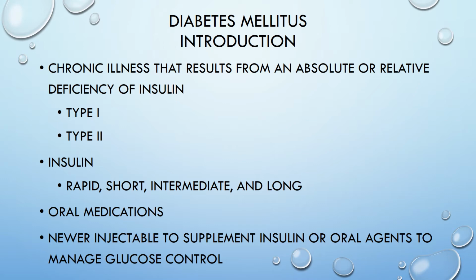The different types of insulins are rapid, short, intermediate, and long-acting. So please make sure you take a look at their onset, peak, and duration for these medications. So your long-acting, just remember that it's usually given just once a day, typically at bedtime. But the Levemir, which is underneath other medications, it can be given with an evening meal or at bedtime. And then your other ones are going to be given within 15 minutes or so of the meals. So make sure you just look at those, please. Oral medications can be given along with insulin. And then there's newer injectables to supplement insulin or oral agents to manage glucose control.